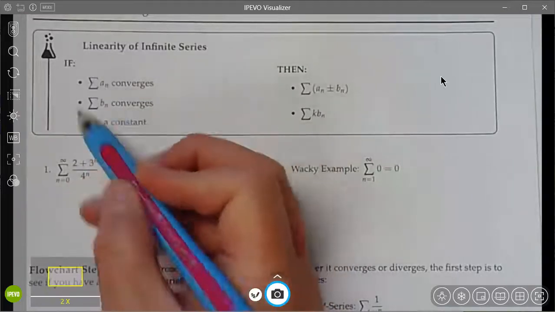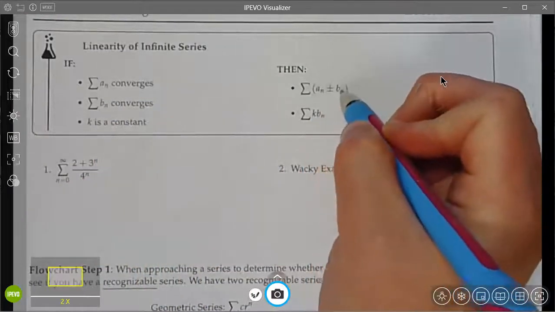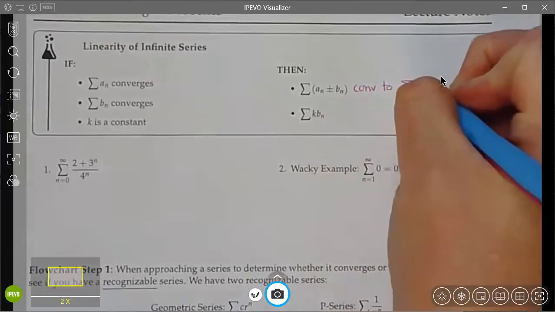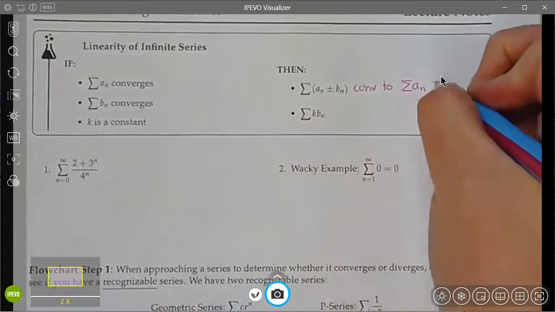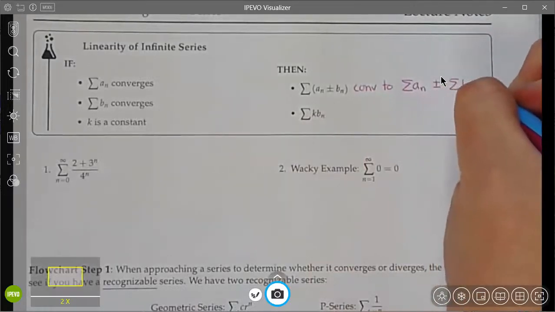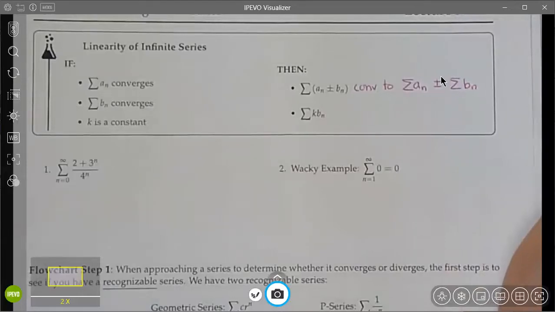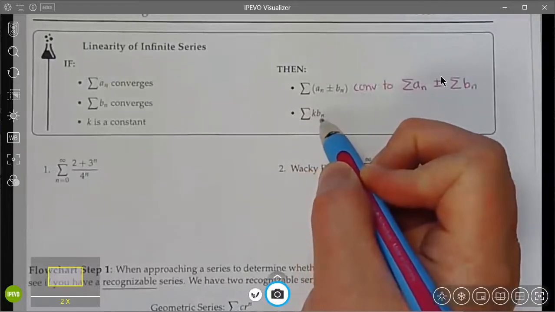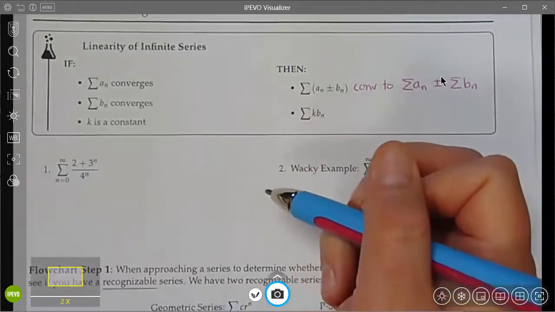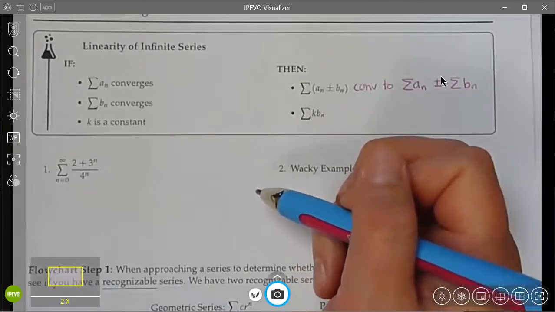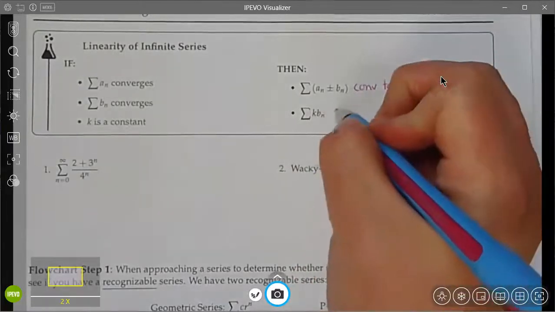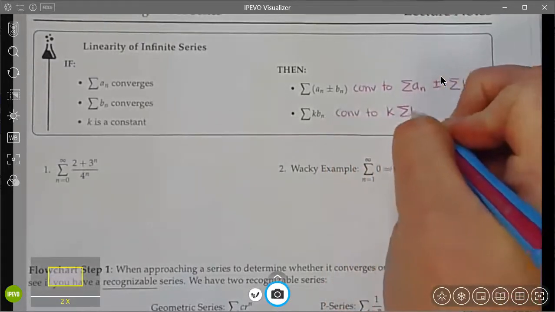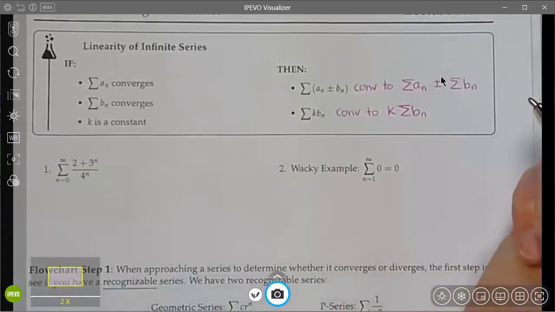And then we're given that k is a constant. So if all of this holds true, then the series of a sub n plus or minus b sub n is going to converge to whatever the series of a sub n converges to, plus or minus whatever the series of b sub n converges to. So we can just add or subtract those two independently. And then if I have the series of k times b sub n, that k is a constant that I can pull out in front. So that is going to work just the same as it does with limits, derivatives, integrals. So this is going to converge to k times whatever the series of b sub n converges to. So you can just multiply that together.